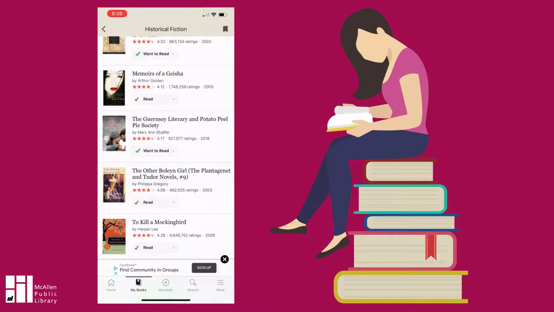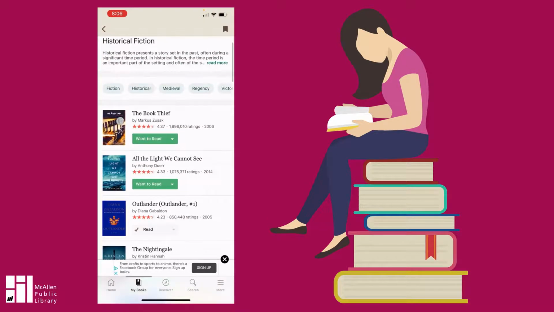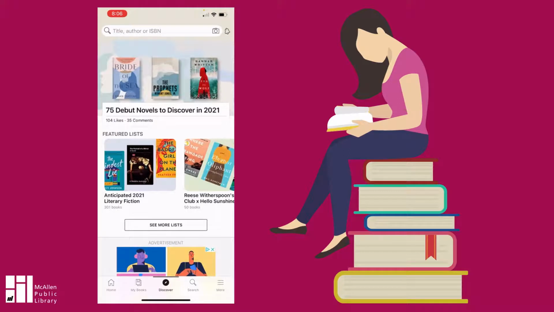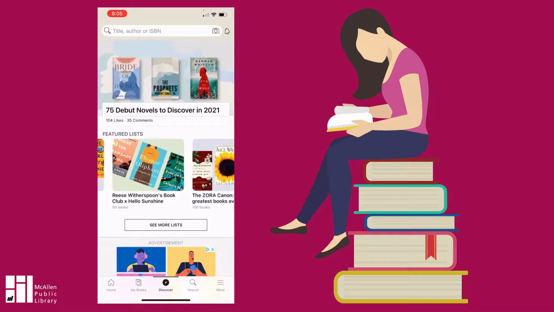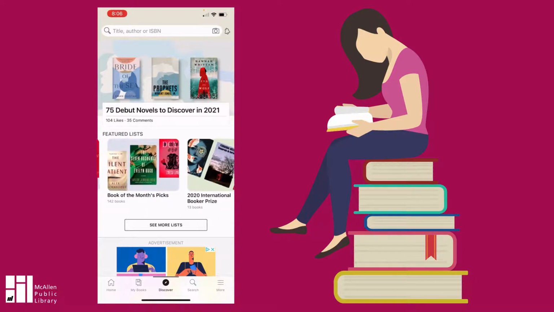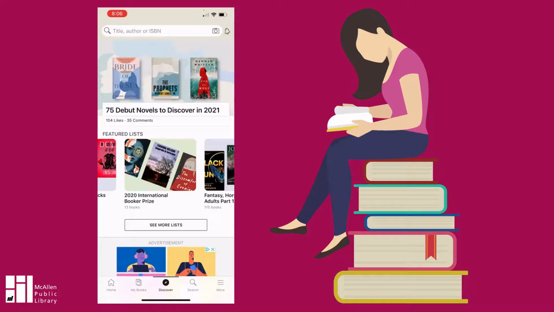And then down here, you can go to the Discover page. And this will show you lists that they've made, that Goodreads has made, or that different users have made. It's useful for us as librarians when we're doing our book selection. It's also a great tool for you to just find any books that you might like to read. So like here, for example, they have anticipated 2021 literary fiction, Reese Witherspoon's book club books, book of the month picks, the 2020 International Booker Prize.